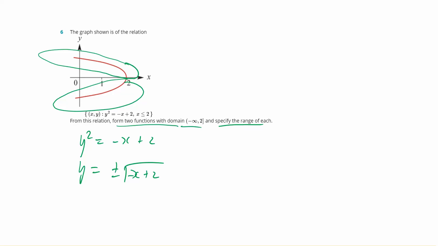Form two functions. So I want to put this in function notation. Remember, fully defined function notation is f such that, I'm going to call my first function f, and I'm going to use the positive version of it. So f such that the domain is negative infinity to 2, mapped into reals, and I write the rule. So f of x is given by negative x plus 2.